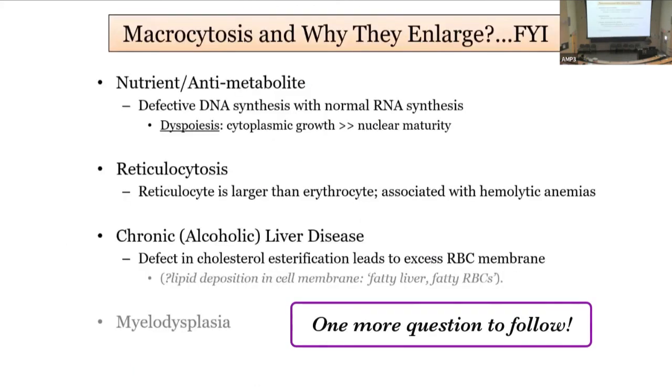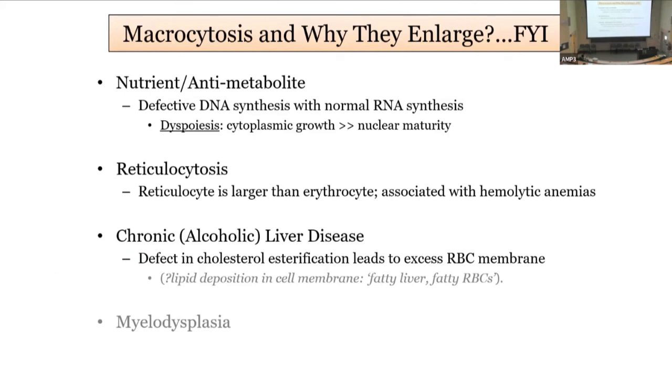All right, and then just lastly, why do cells enlarge? I already just said this. This idea of dyspoiesis, so the cytoplasm grows while the nucleus DNA doesn't. Right, so these are the B12 and folate story. The other thing that causes macrocytosis, reticulocytes, they're bigger than red cells, associated with hemolytic anemias. We talked about alcohol and liver disease, myelodysplasia, not getting into, but that can also give you macrocytosis, immature forms.